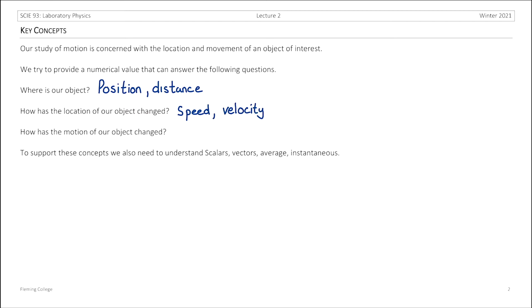Our objects don't always move consistently, so we'll also be concerned with how the motion of our object changes over time. Our speed and velocity can be constant or non-constant. Another thing that non-constant says is that the object has acceleration. To support these concepts, we will also need to have an understanding of terms like scalar, vector, average, and instantaneous.